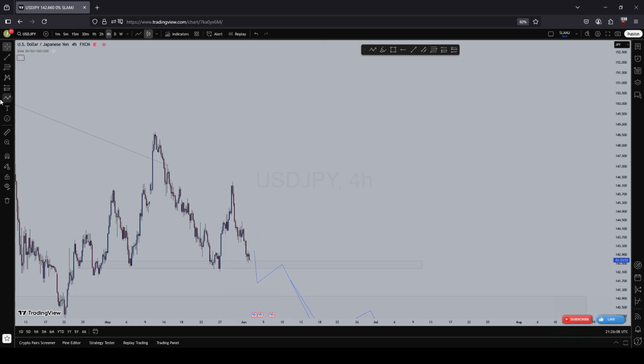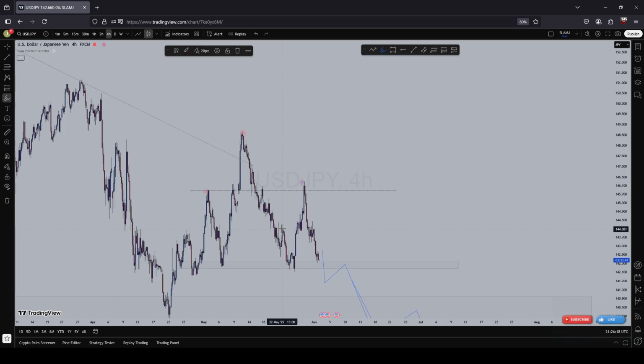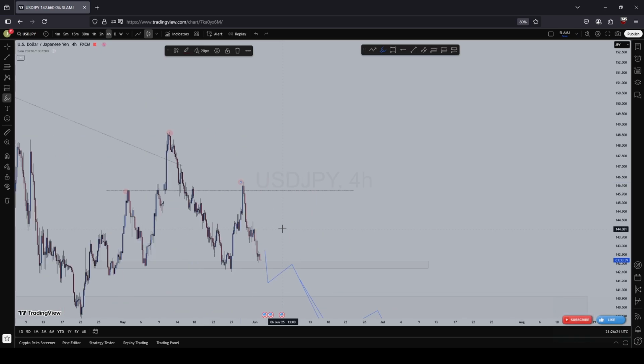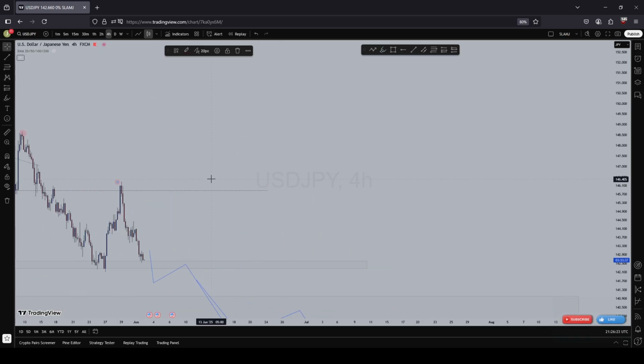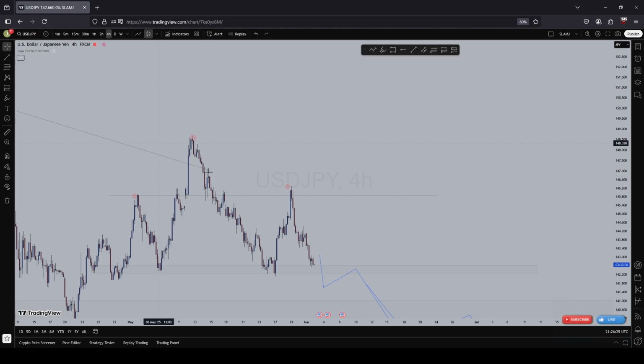or for price to begin to violate some of these levels. But also, as you can see, price is forming a left shoulder, head, and a right shoulder, which is a strong bearish reversal pattern.